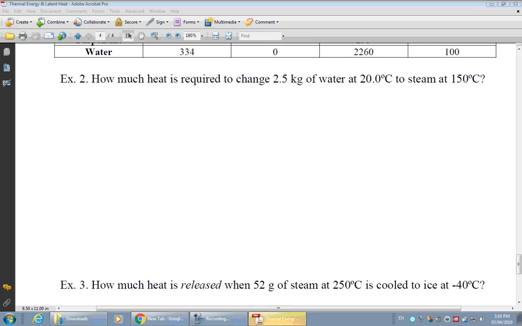With this new information about latent heat available to us, we can now solve similar problems to what we've done before, but also include situations where the state might change.